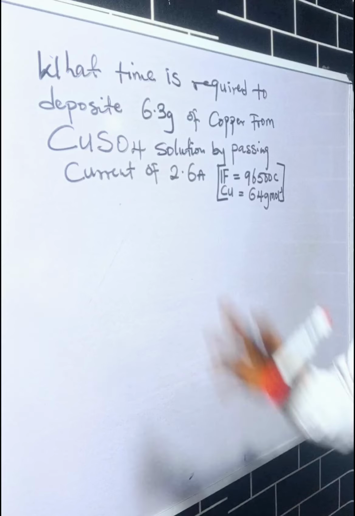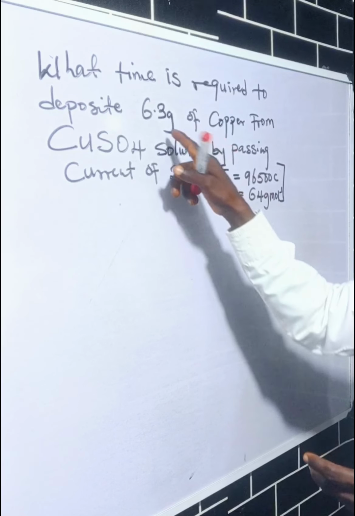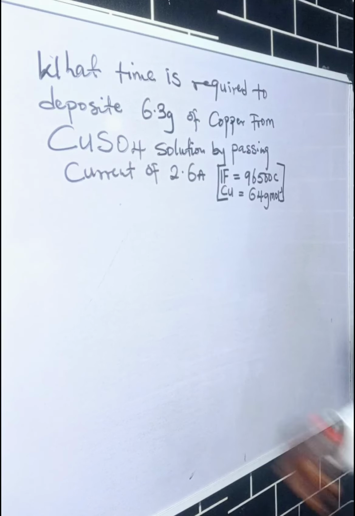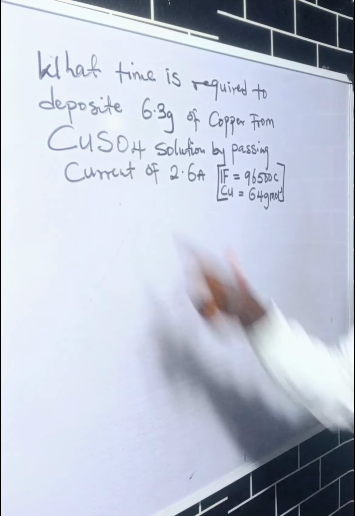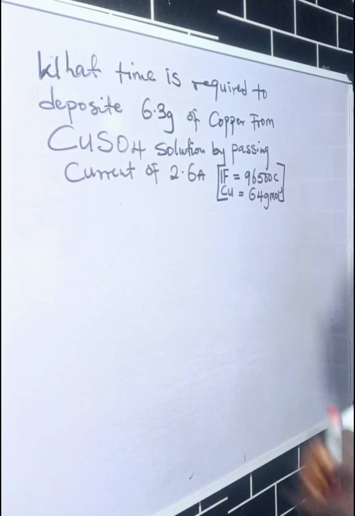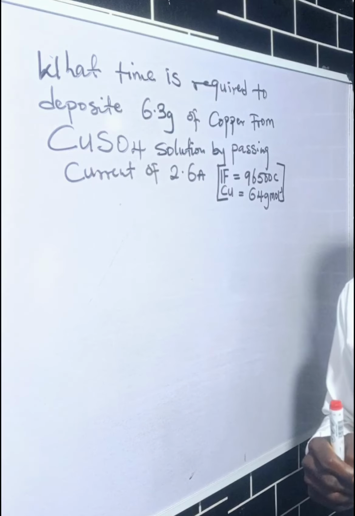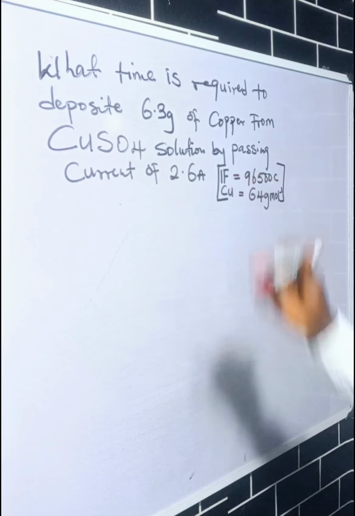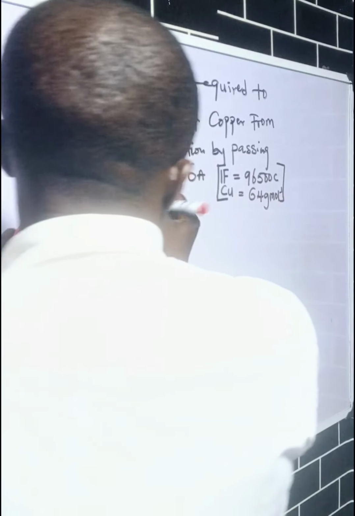So we are asked to calculate the time it will take to deposit this particular mass of copper from a solution of copper(II) tetraoxosulfate(VI). By looking at this question, you observe that this is electrolysis, and to that effect, let's just solve it quickly. Solution.